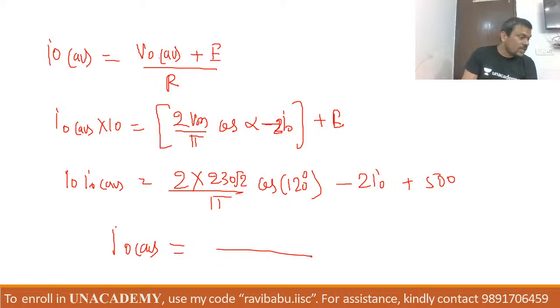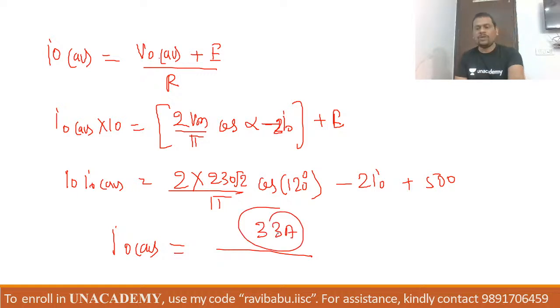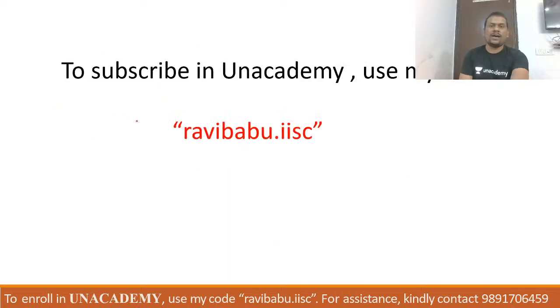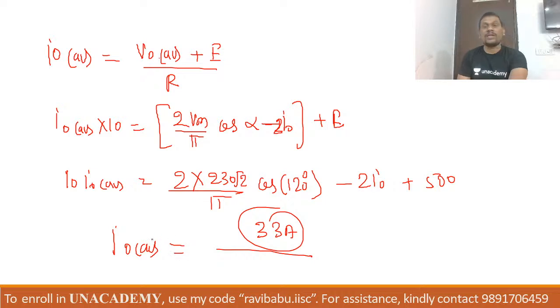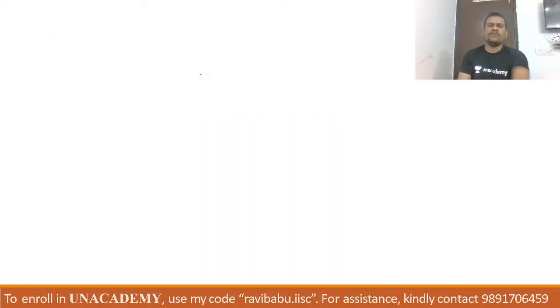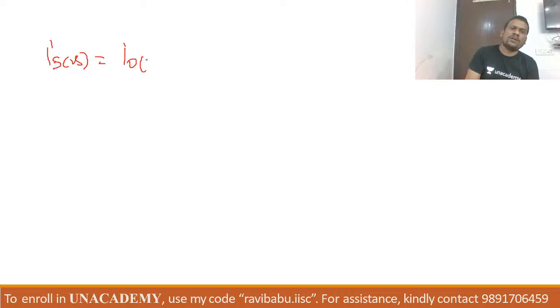Yeah, tell me I naught average. Everyone, tell me fast. What will be the I naught average? Okay, Jiten, I am writing your answer. It will be 33 ampere. No issue. Now we know that in this particular case, our IS RMS will be equal to I naught average, because the current is constant. That's why. And we will discuss it. So IS RMS is equal to I naught average.